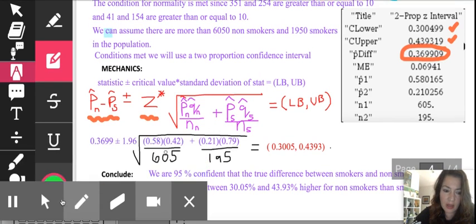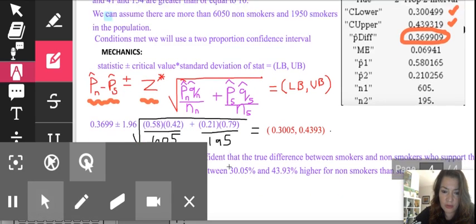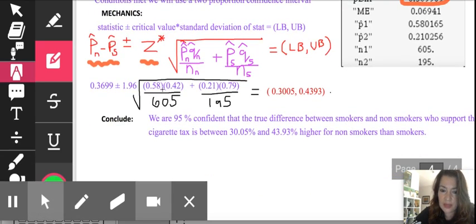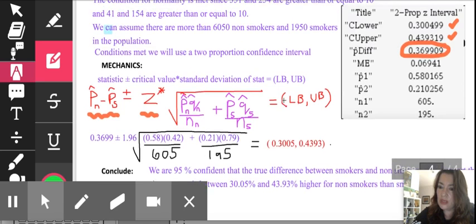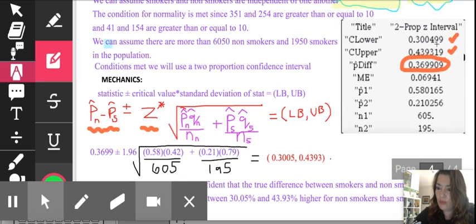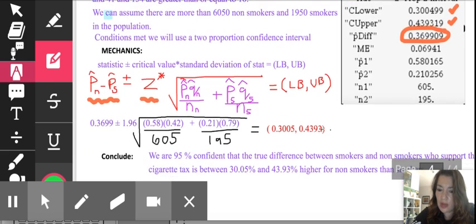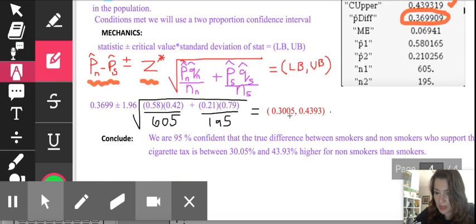You can see under the square root, 0.58 times 0.42. Remember that adds up to 1. All over 605, plus 0.21 times 0.79 all over 195. And then our lower bound is given here, 0.300499. Upper bound, you can see, you could round, use 4 decimal places.